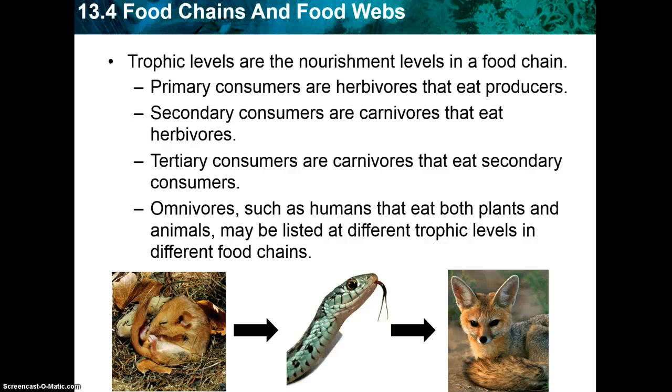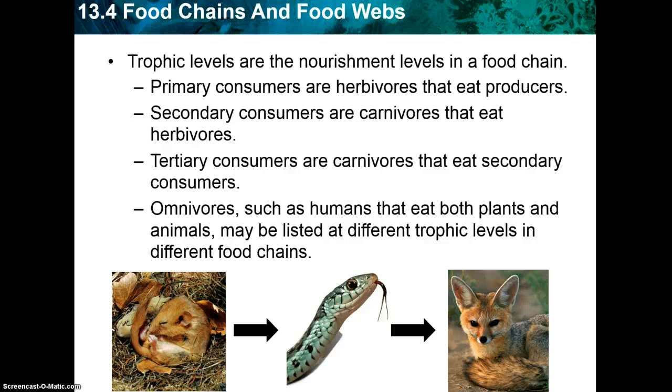Tertiary consumers are carnivores that eat carnivores that eat secondary consumers. And then finally we have the little bit of everything, omnivores, such as humans, that eat both plants and animals. They may be listed at different trophic levels in different food chains. Sometimes you'll see them as a tertiary, sometimes as a secondary. I haven't seen very many that I see as a primary, though.